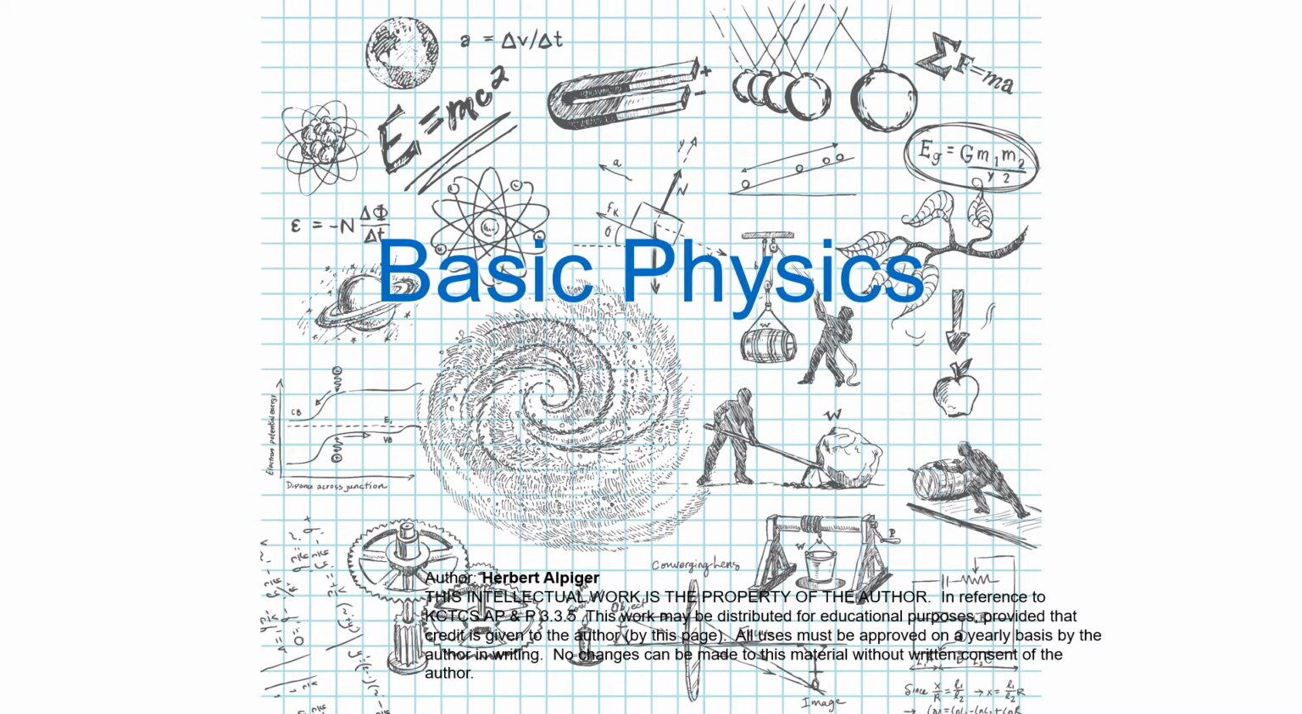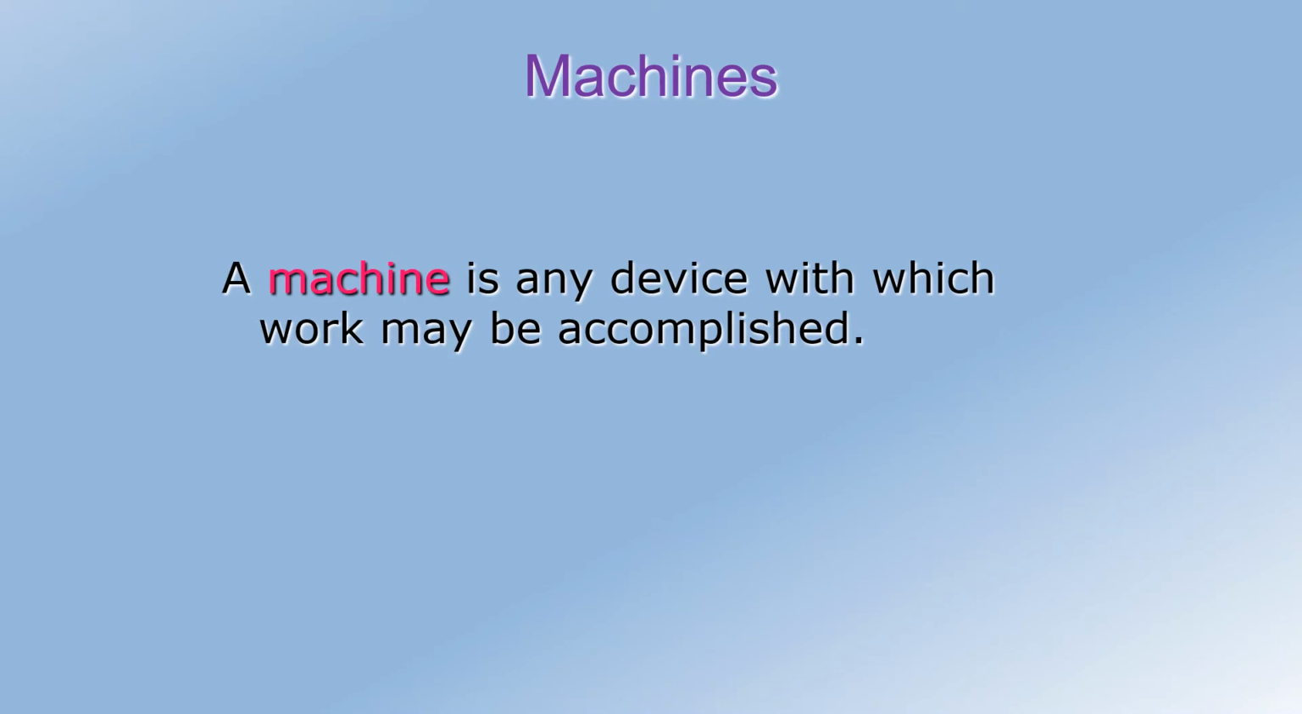Welcome to Lesson 3, Simple Machines. In this lesson we will cover what machines do, the types of simple machines, and the advantages they offer us in accomplishing work. A definition we will use for a machine is that it is any device with which work may be accomplished.